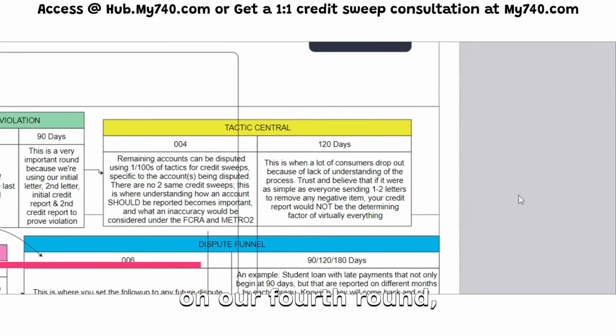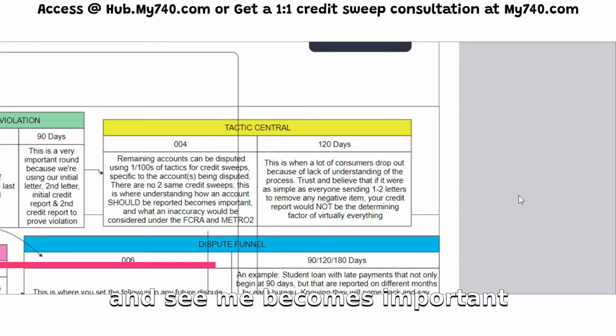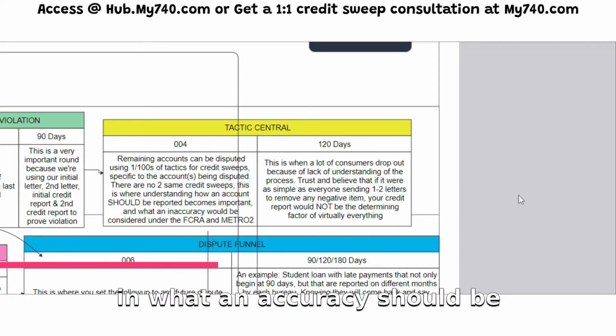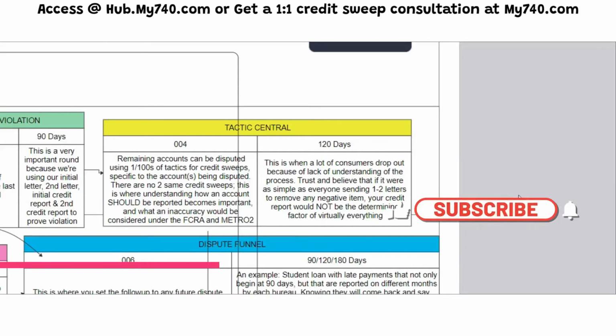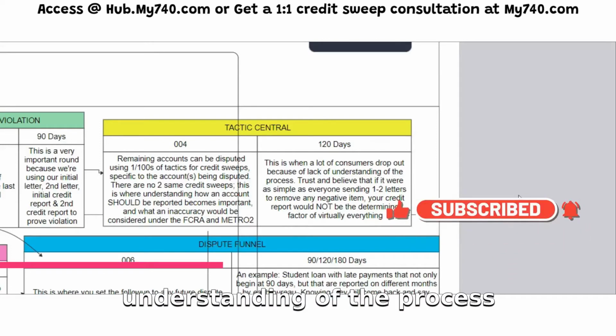Now, on our 4th round, we're at 120 days. This is Tactic Central. Your remaining items can be disputed using one of hundreds of tactics for credit sweeps specific to the account or accounts being disputed, right? And obviously there's no 2 same credit sweeps. This is where understanding how an account should be reported becomes important, and what an inaccuracy should be considered under FCRA and Metro 2, right? And this is actually where a lot of consumers drop out because of lack of understanding of the process.